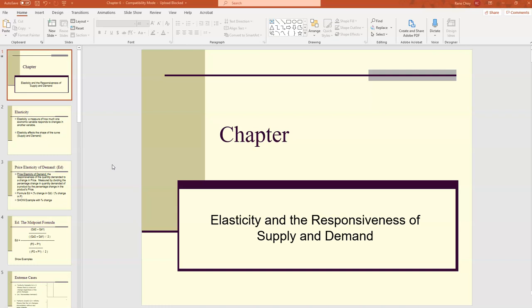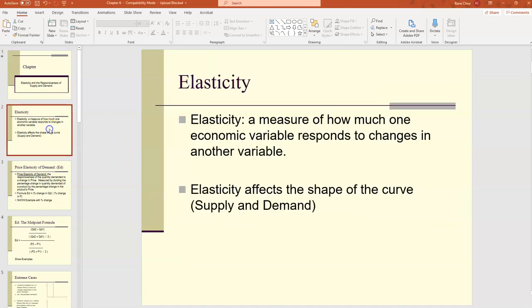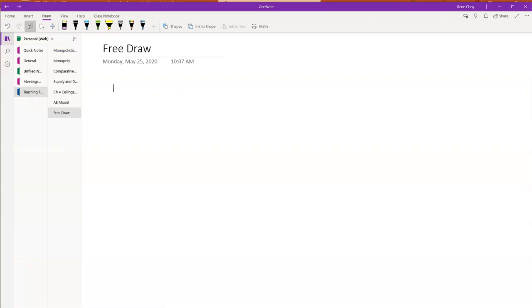Today the lesson is about elasticity and the responsiveness of supply and demand. So what exactly is elasticity? Elasticity is basically a measure of how much one economic variable responds to changes in another economic variable. One of the best ways to visualize elasticity is to think about a supply and demand model.